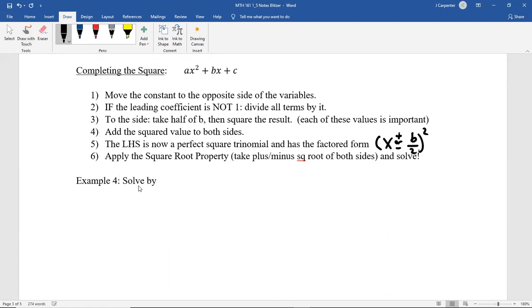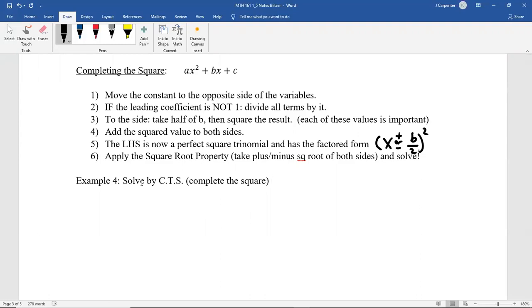Solve by C.T.S., which is the abbreviation for completing the square. Solve by complete the square method. Now, on a test, if I tell you to solve by completing the square, that's the way you're supposed to do it. If I tell you to solve it by doing the quadratic formula, that's the way you're supposed to do it.